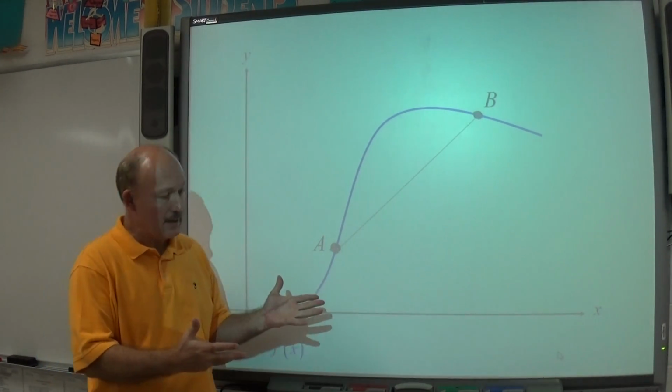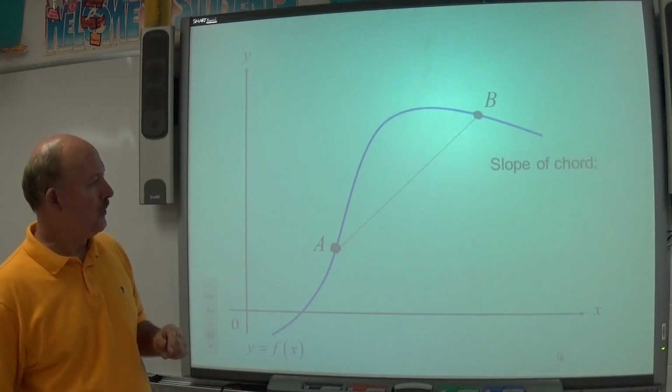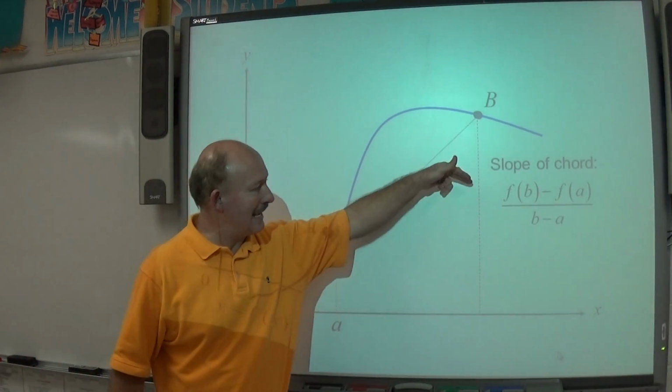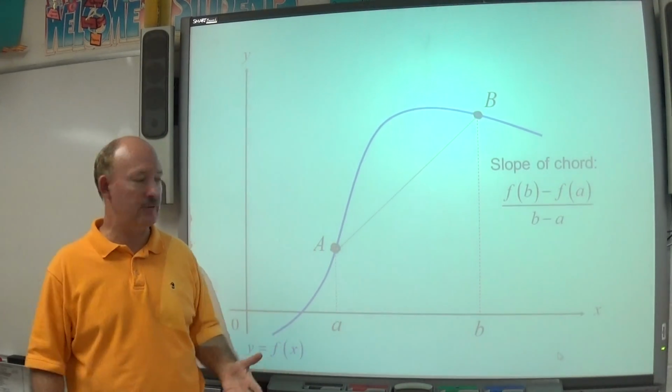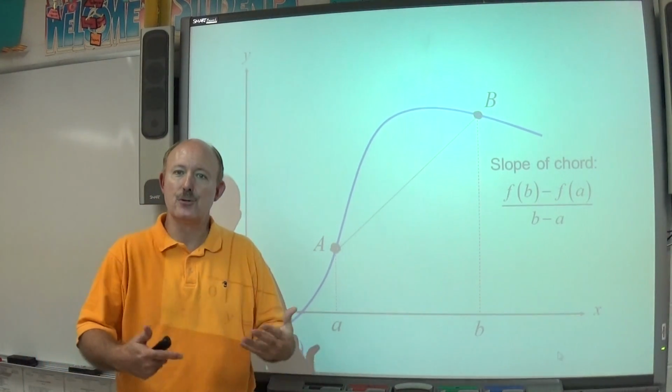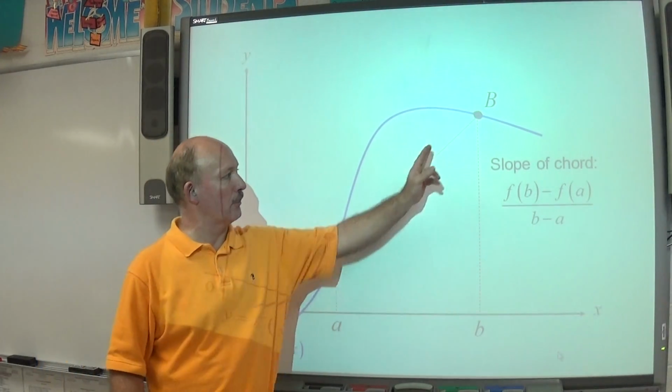That would simply be the average rate of change. To get the average rate of change, the slope of the chord would be f of b minus f of a divided by b minus a. So that would be our average rate of change. That would simply be the slope of our chord.